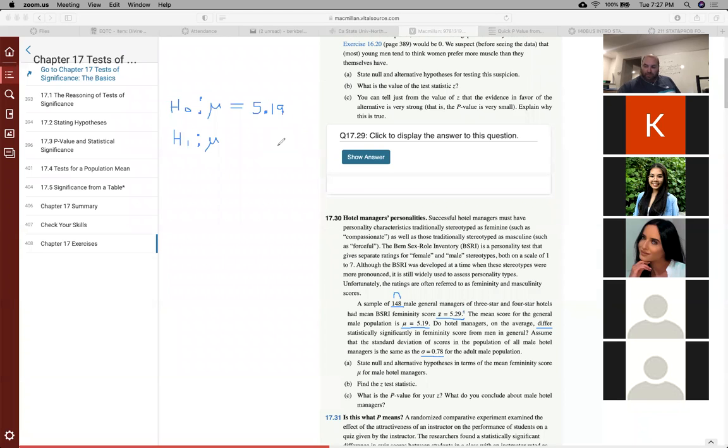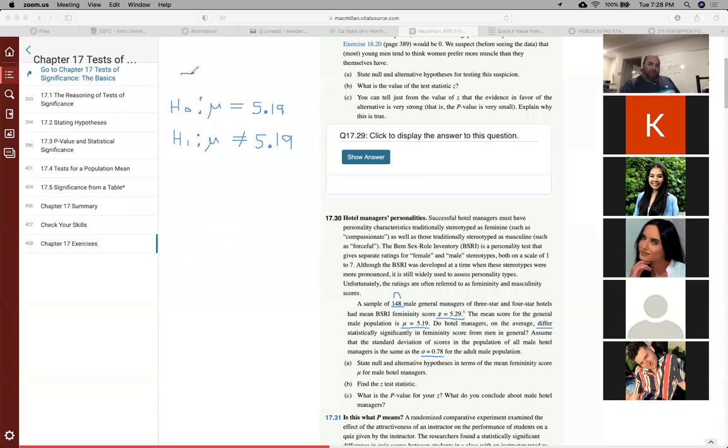What are we testing? What's our alternative? Is it not equal to? Yes, that's what differ means. Bigger, smaller? That's not what I'm looking for. I'm looking for differs. I am looking for not equal to. So that is my null and my alternative hypotheses.